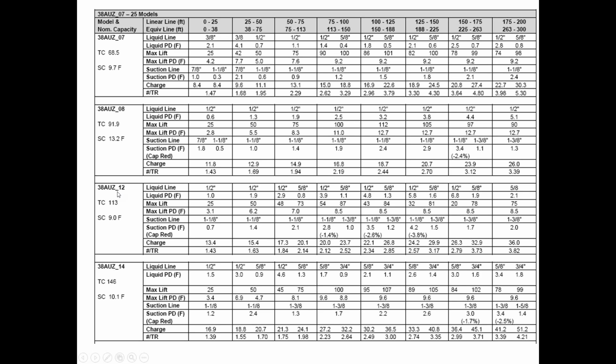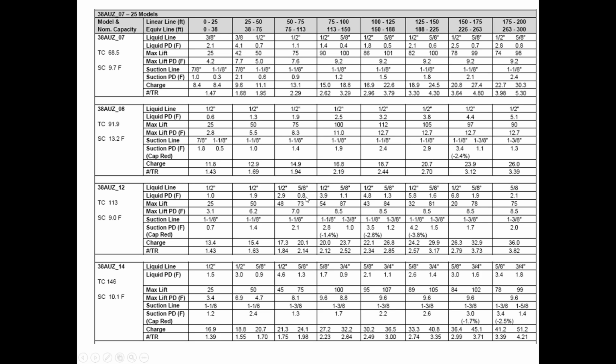Let's say we got a 38 AUZ dash, which could be a AUZ, D, or a B, what have you. But you look at this, a 12, which is a 10 ton. It gives you a liquid line, which is 1/2 inch at 0 to 25 feet. You go out here at 50 to 75 feet, you could use a 1/2 inch liquid line, or you could use a 5/8 liquid line. A 1/2 inch liquid line would give you an equivalent liquid line pressure drop of 2.9 degrees. A 5/8 would give you a 0.8.